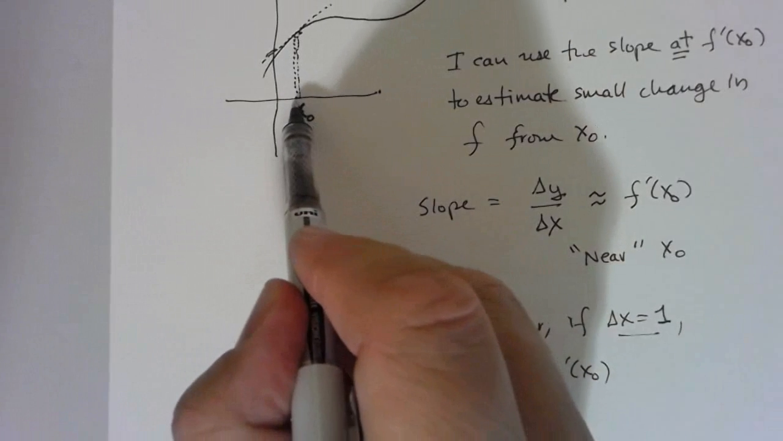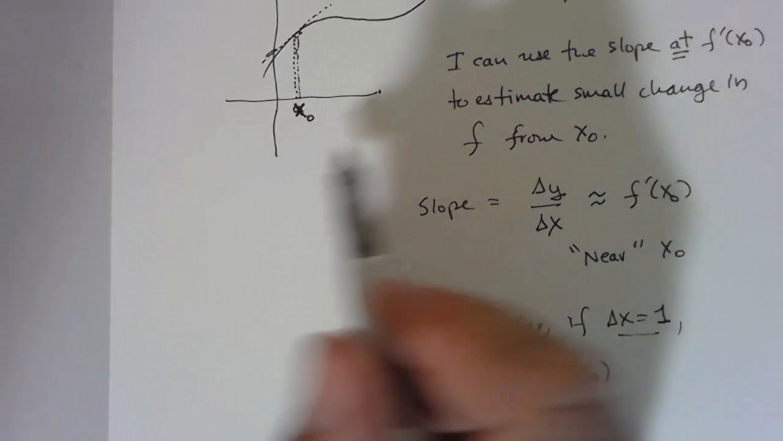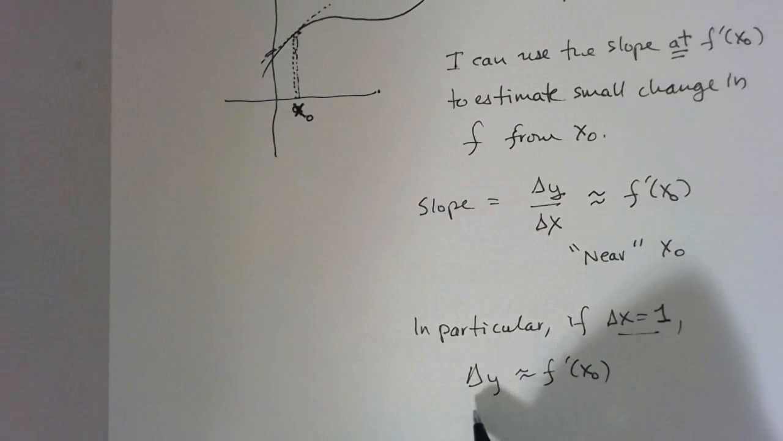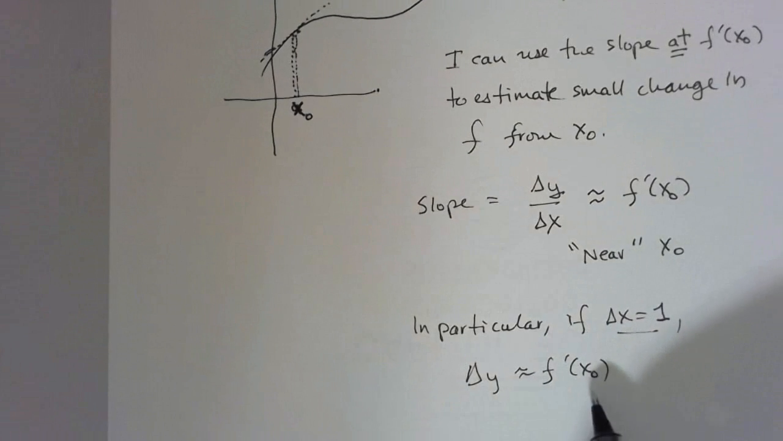But if 1 is just a small change, it depends on the scale of our axis here. If 1 is just a small change, then this would be a very good estimate. The change in y, if we change x by 1, y is going to go by approximately the slope or the rate of change at x sub 0. Let me show you this in an example.